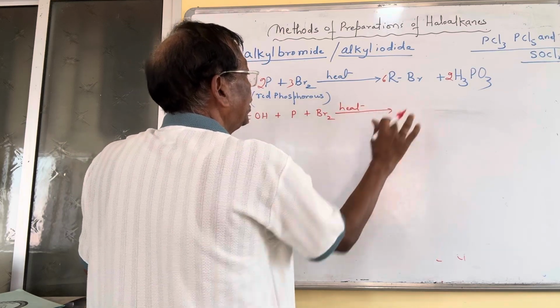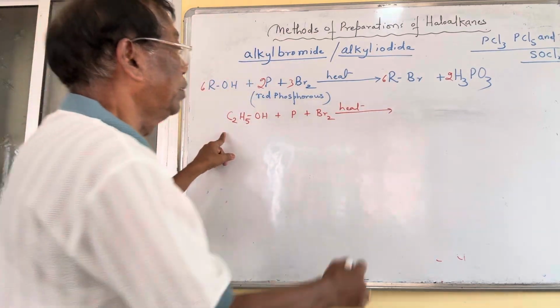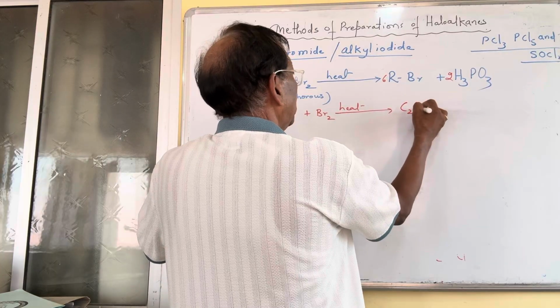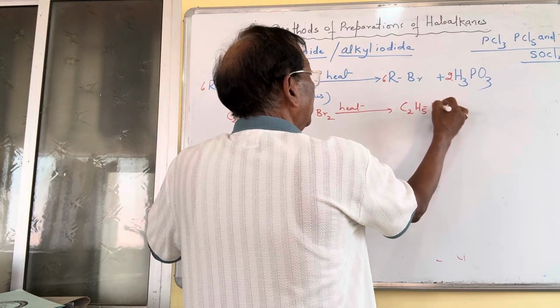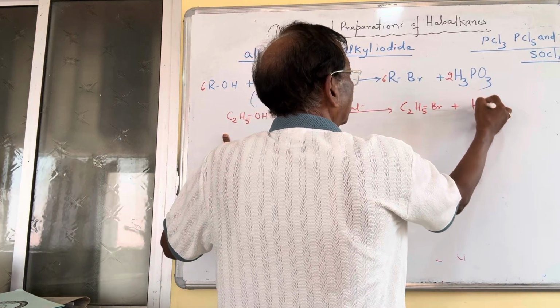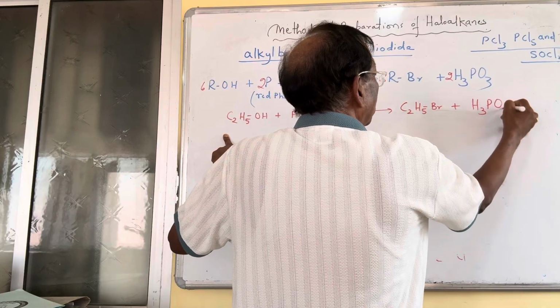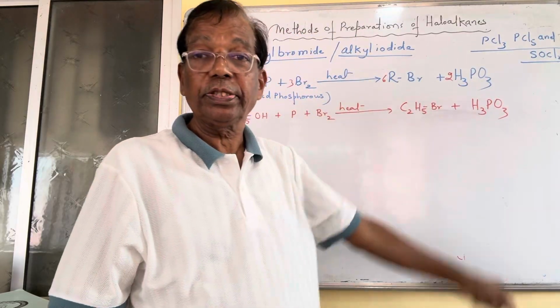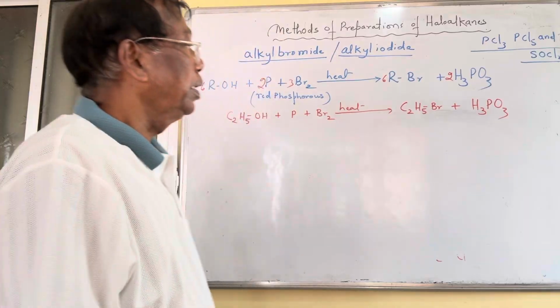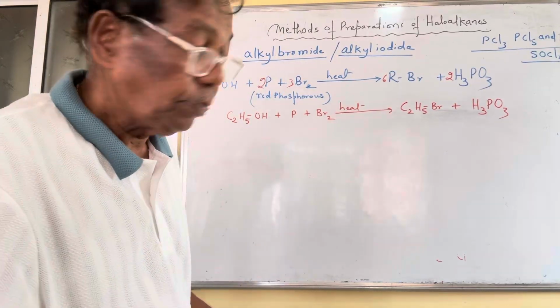Alright. Now what will be the product in this case? You will get here C2H5Br plus H3PO3. This is called phosphorus acid. Again, the same way you try to balance it.